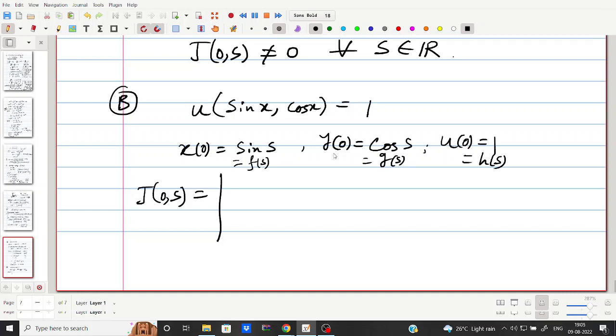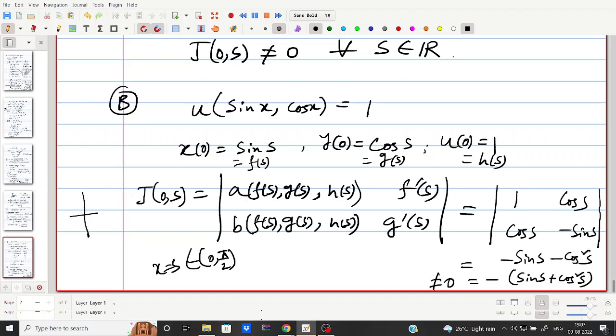So in my case I took x equal to s, so s belongs to 0 to pi by 2. So is it 0 anywhere? Sin s and cos s, open interval, tell me. Sir, not 0 anywhere. Anywhere not 0, so it is completely non-zero. So Jacobian is non-zero, so transversality condition satisfied, so option B is also correct, right? Option A is correct, option B is also correct. Now I'll move to option C.